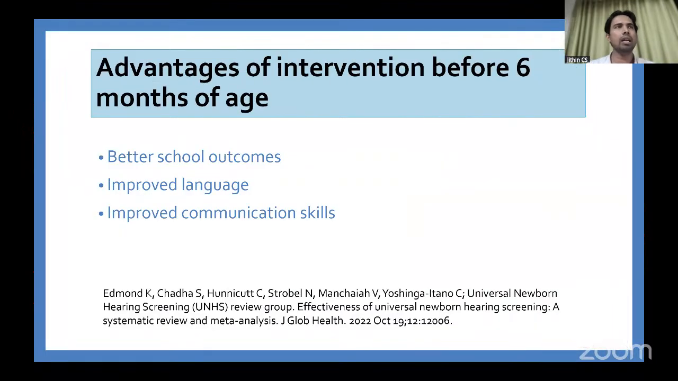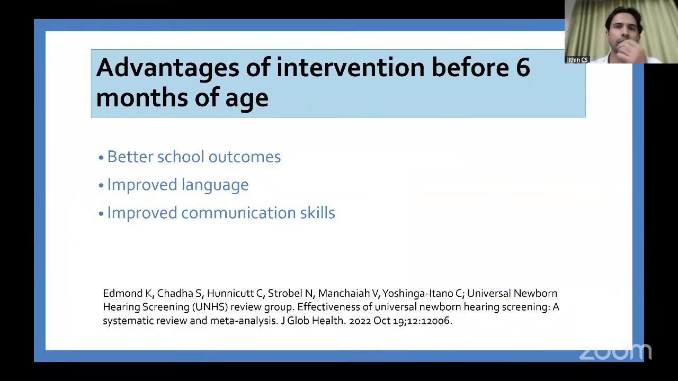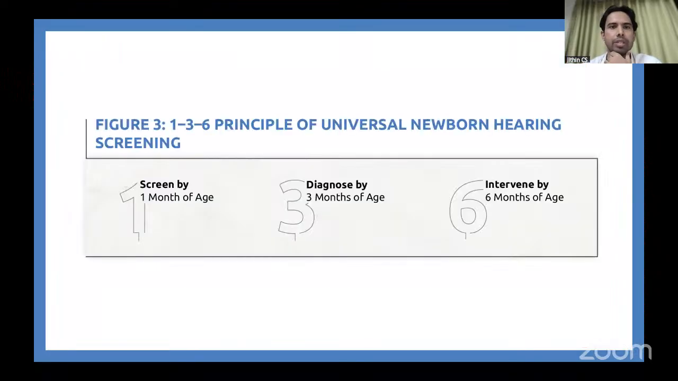So if you ask which is better, I would go with the AABR. But because AABR is more resource needed, we universally screen with the OAE only. And what are the advantages of intervention before 6 months of age? If we are detecting and intervening before 6 months, the child is expected to perform better at school and have improved language and communication skills.